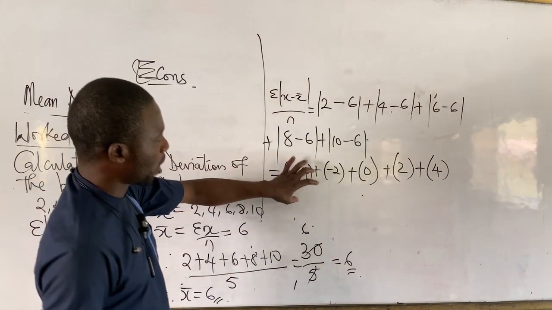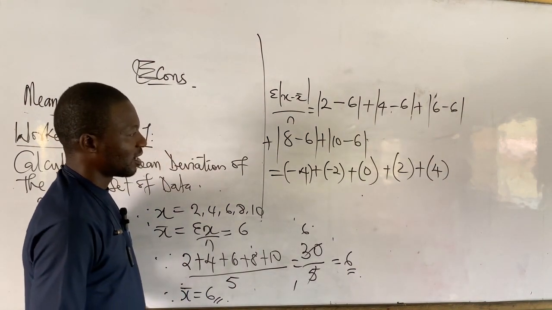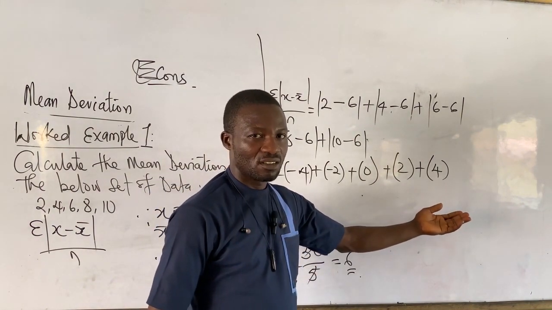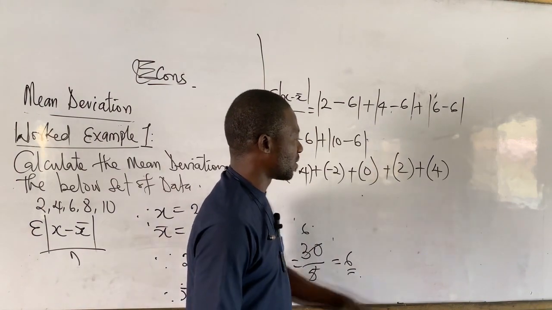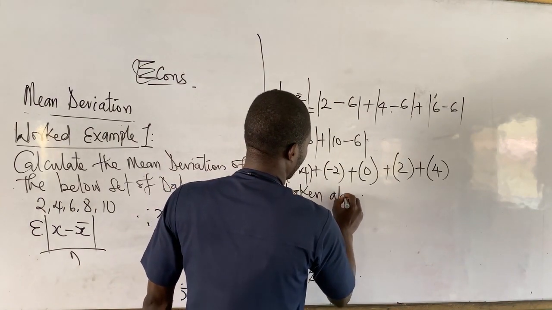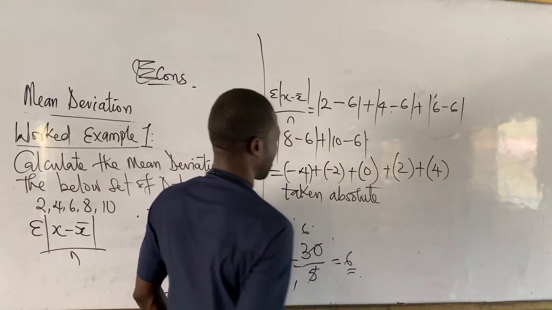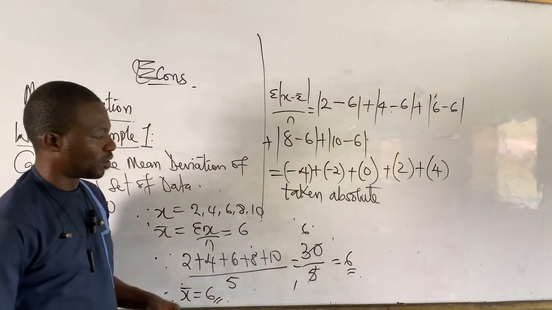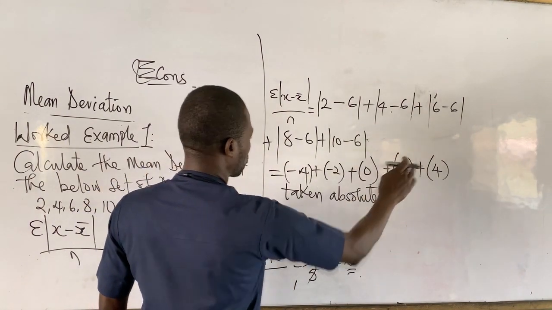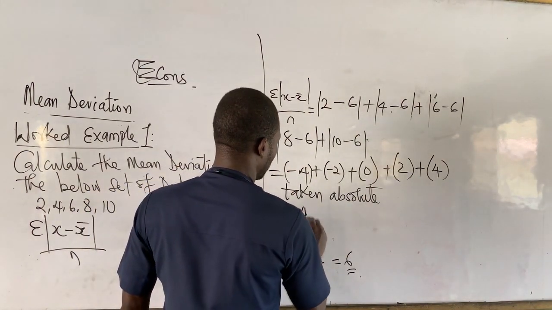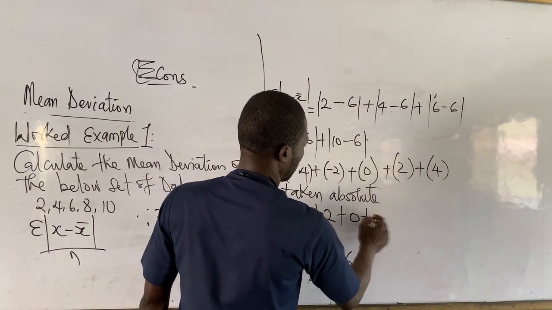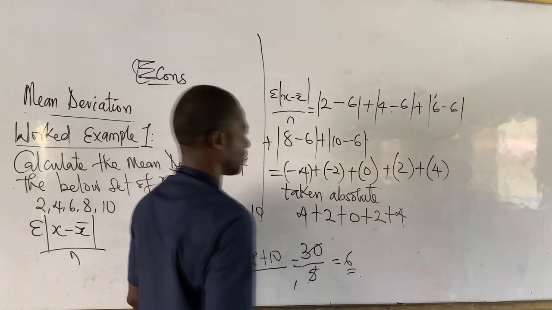But in mean deviation, just as I was saying, permanent hypothesis is not allowed, whereby you make the negative ones continue with the positive ones. We turn all negative signs to positive signs. Then we write on it, taking absolute. We are now going to take absolute, which we know as our absolute hypothesis. Quickly, all negative signs will turn to positive. The minus 4 will become 4, plus the minus 2 will become 2, plus 0, plus 2, plus 4.